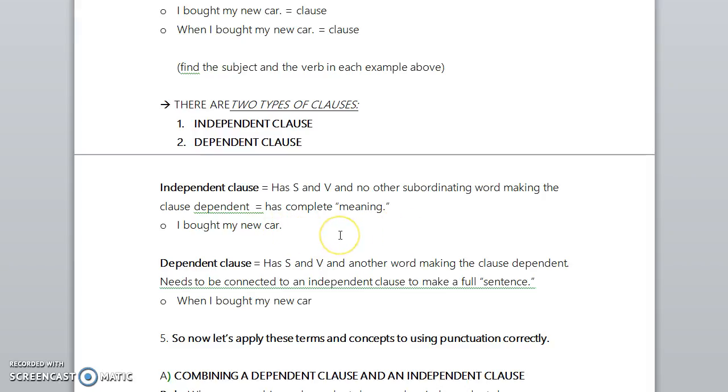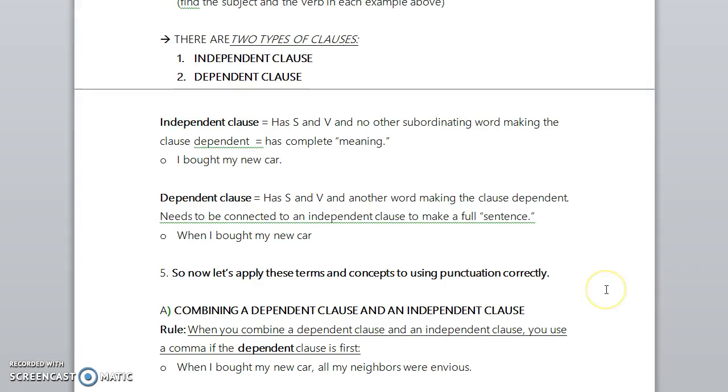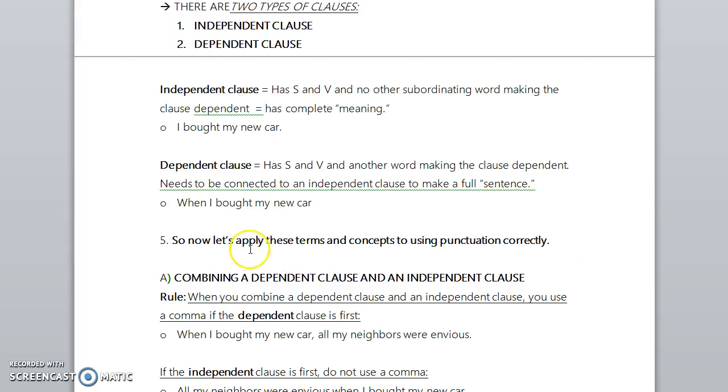I bought my new car. A dependent clause has a subject and a verb and another word making the clause dependent. It needs to be connected to an independent clause to make a full sentence. When I bought my new car. When I bought my new car, what? The meaning is incomplete. So structurally, it's a clause because it has a subject, I, and verb, bought, but because it also has the word when, the meaning is dependent on completion with another independent clause. So now let's apply these terms and concepts to using punctuation correctly.